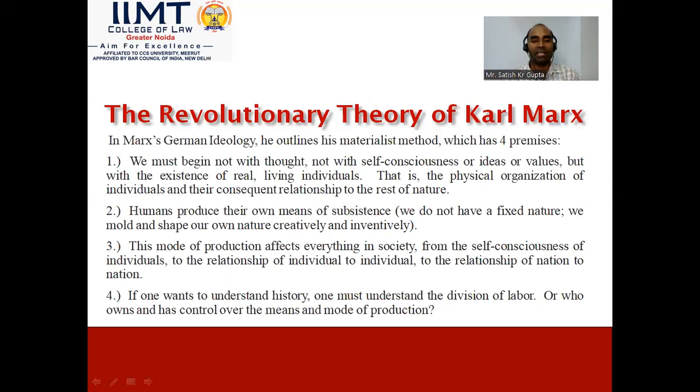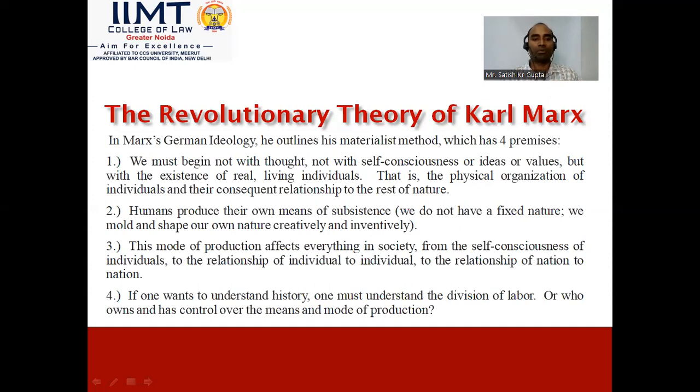So here we can see the work of Karl Marx, the revolutionary theory of Karl Marx. In Marx's German Ideology, he outlined his materialist method, which has four premises. The first one is that we must begin not with thought, not with self-consciousness or ideas or values, but with the existence of real living individuals. That is the physical organization of individuals and their consequent relationship to the rest of nature.